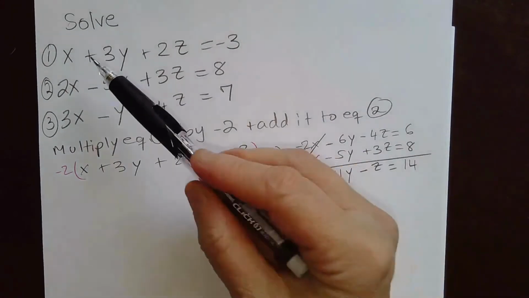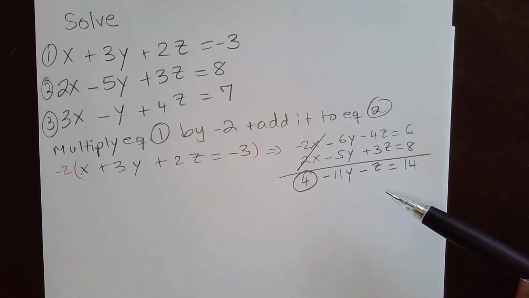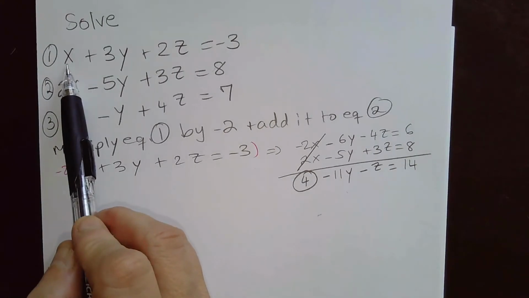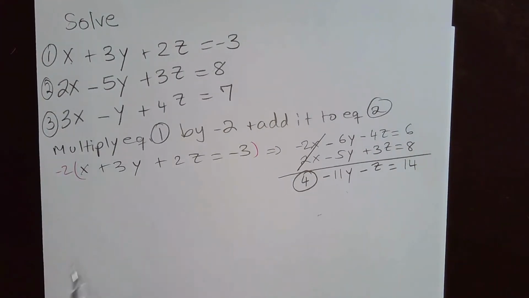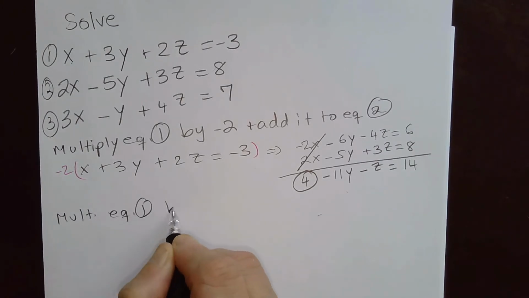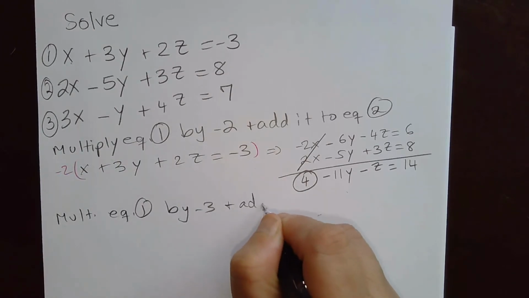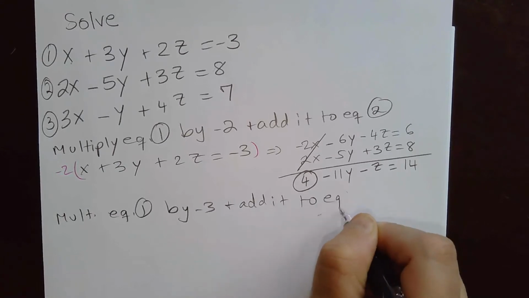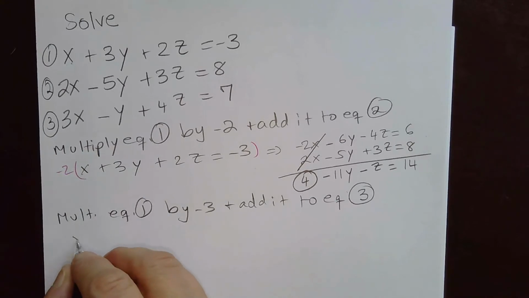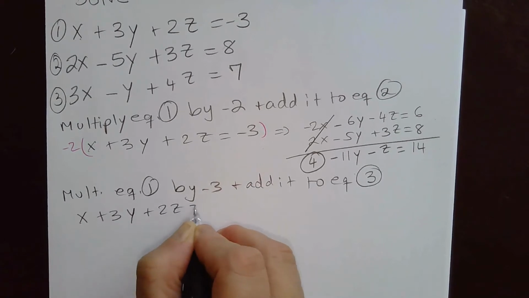So I used 1 and 2 to eliminate x, and we're left with y and z. Now I'm going to use 1 and 3 to eliminate x. Again, if you multiply equation 1 by -3 and add it to equation 3, it would eliminate the x as well. So let's go ahead. Equation 1, again, I'm going to write it down: x plus 3y plus 2z equal to -3.